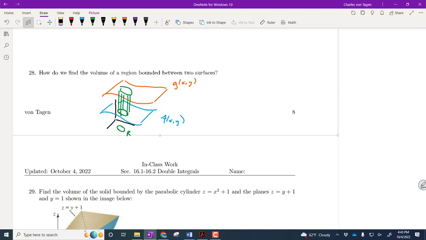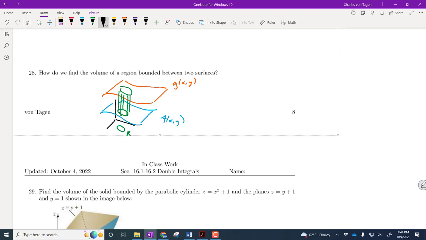Now, in practicality, these will be hard problems to do. I think conceptually we should be able to say what this answer will be. How would we find this, folks? What will we do to evaluate this double integral? The volume beneath g of x, y minus the volume beneath f of x, y.